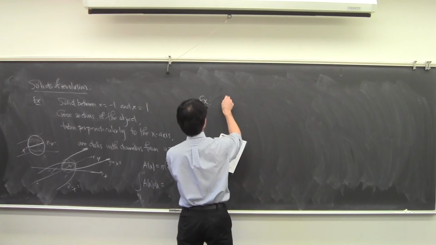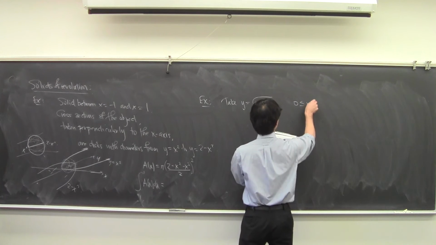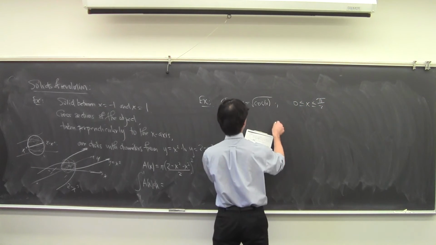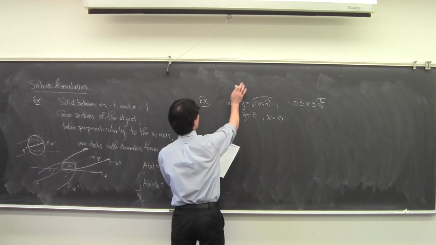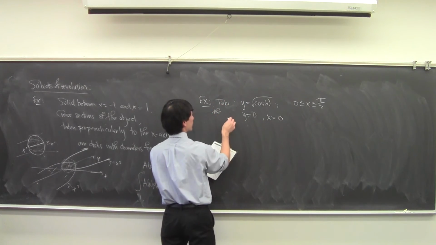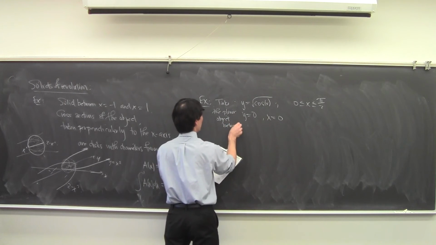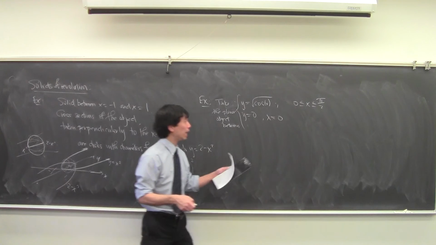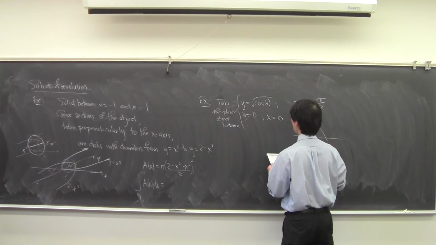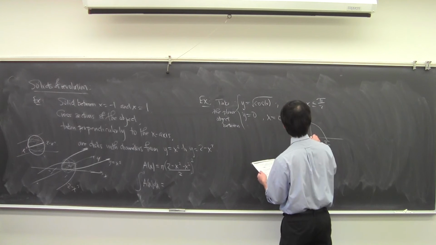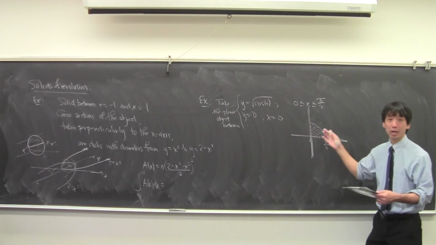So somebody starts off and takes y equals the square root of cosine x, with x between 0 and pi over 2. Take the lines y equals 0 and x equals 0. So you take the planar object between these three graphs. So you have y equals square root of cosine x between 0 and pi over 2, you have y equals 0, and you have x equals 0, and that gives you this planar object.